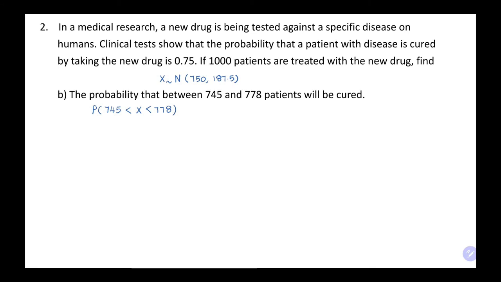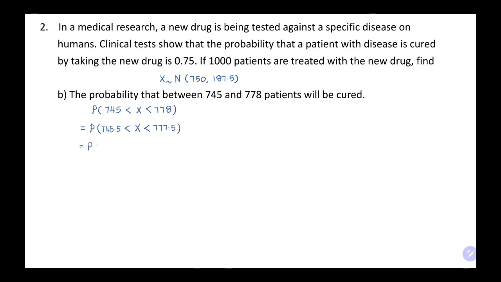Okay. Since we change from binomial to normal, we need to do continuity correction. X greater than means we add 0.5, so 745.5. And X less than means we subtract 0.5, so 777.5.